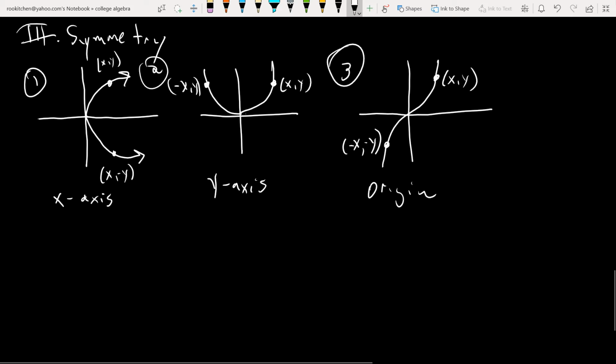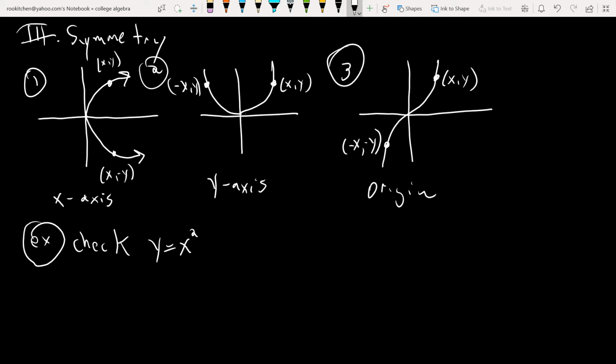In picture 1, the test comes from the fact that if you have (x, y), you'll have (x, negative y). So in your relation or equation, you replace y with negative y. And if the equation doesn't change at all, then you know it'll be x-axis symmetric. So let's try one of these. Example: check y equals x squared minus 1 for symmetry.